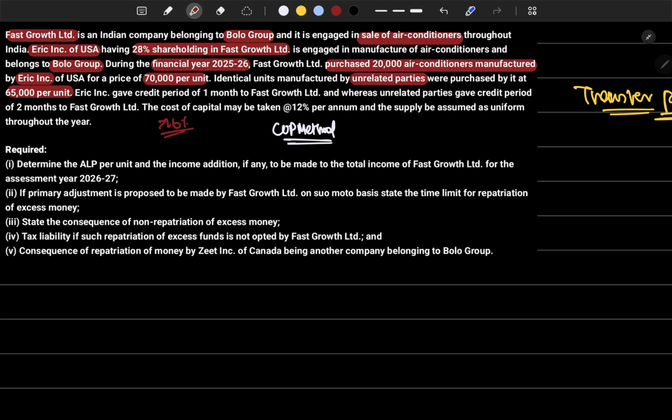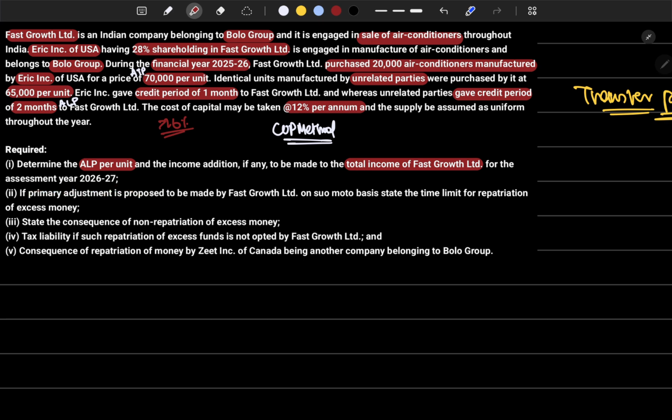Eric gave a credit period of 1 month to Fast Growth, whereas unrelated parties gave a credit period of 2 months. This is a functional adjustment, and we have to adjust for it. The cost of capital they are charging is 12% per annum. The supply is assumed to be uniform throughout the year. 20,000 is the standard unit purchased from both suppliers. This is our ATP, this is our ALP. They have asked us to find the ALP per unit and the change in total income of Fast Growth.